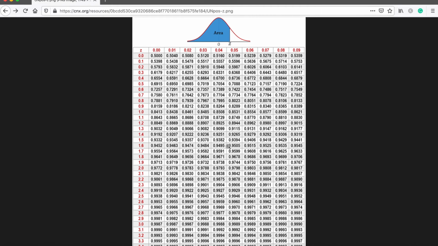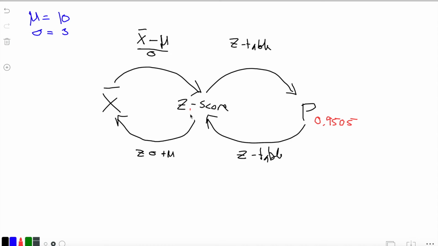So we can find our z-score by looking at both the rows and the columns that correspond to this number. So let's start with the rows. So 0.9505 p-value corresponds to a z-score of 1.65. See that? 1.65. So let's write that in here. 1.65.